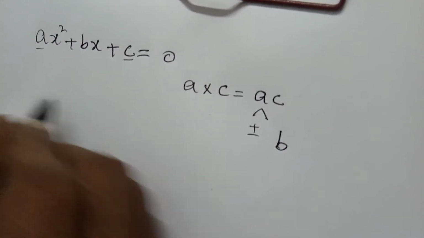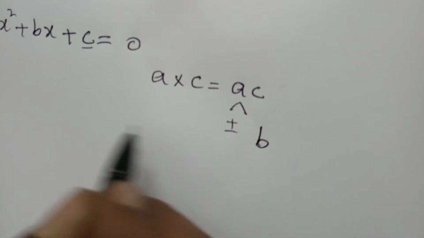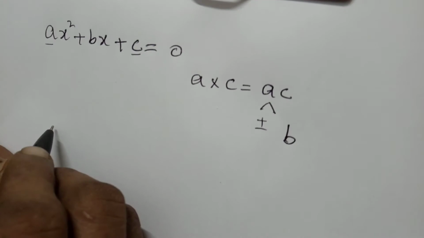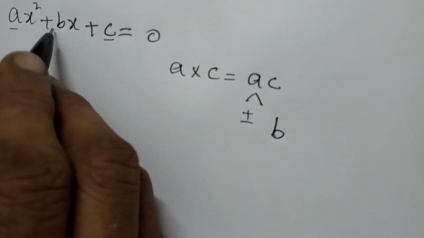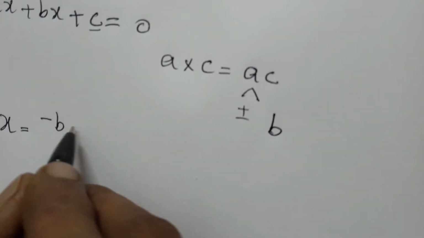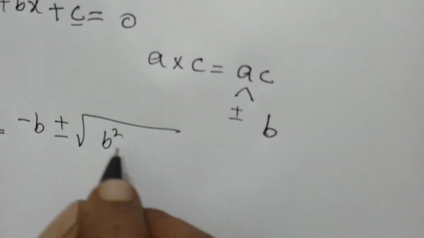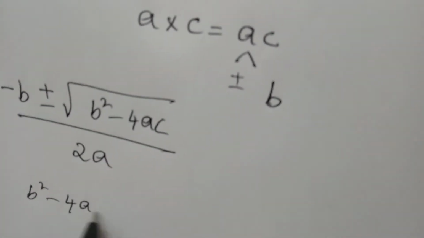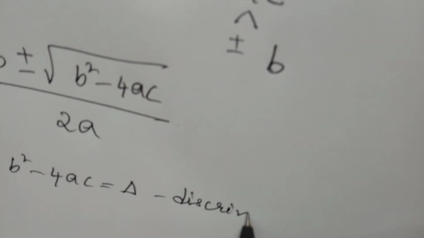But if the numbers don't have factors, however much you try, you don't get the factors, then how to do it? For such sums we should use the formula x is equal to minus b, that is the coefficient of x, plus or minus square root of b square minus 4ac by 2a, where b square minus 4ac is called the discriminant.